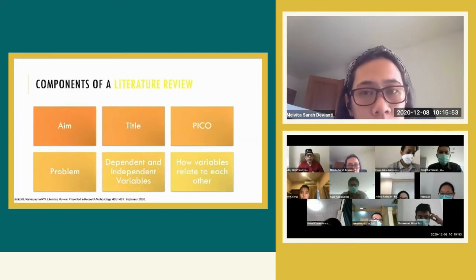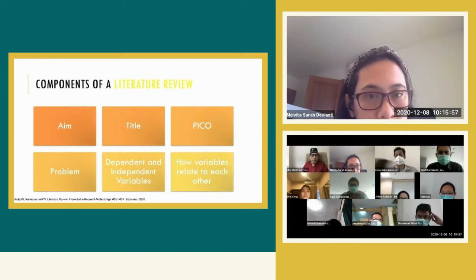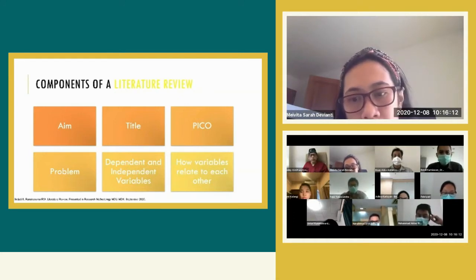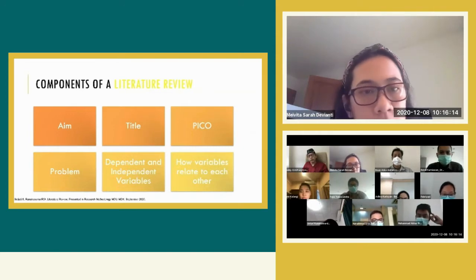This is the components of a literature review. The aim, why we write the literature review, the title itself, PICO, and then the problem that we might encounter, and then the variables, dependent and independent, if there are any, and how those variables relate to each other.